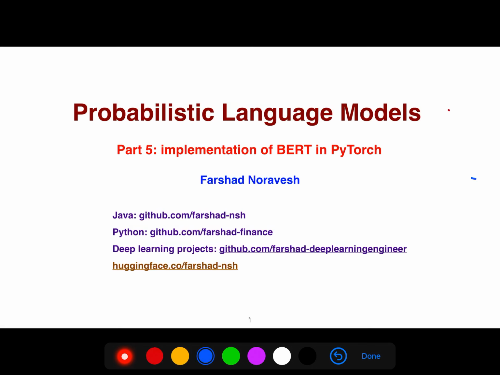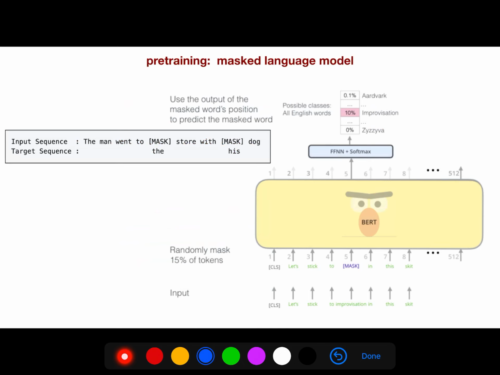Now, in this lecture, I will be explaining the implementation of BERT in PyTorch from scratch. So what is pre-training? You can see my previous lecture. What is pre-training masked language model? You mask some tokens and you see what is the probability of a word.